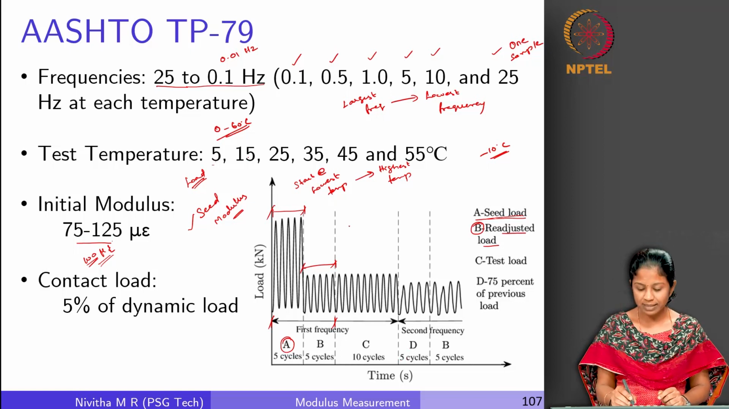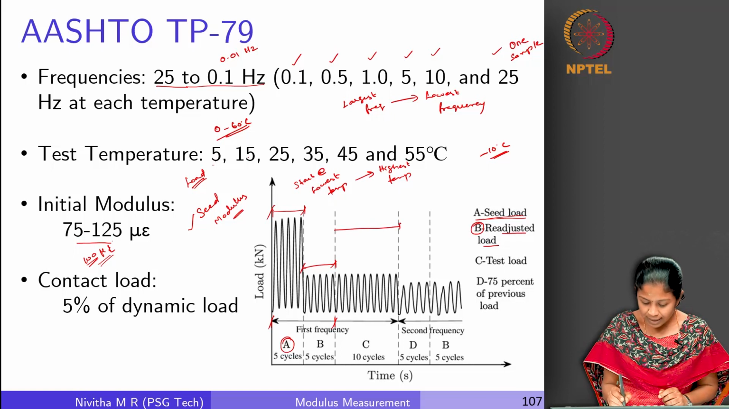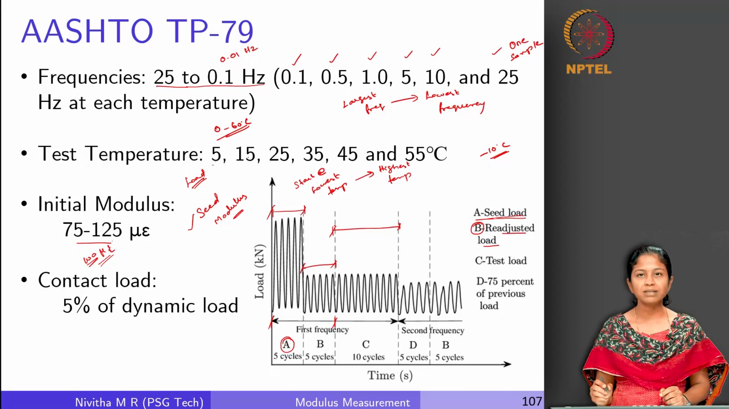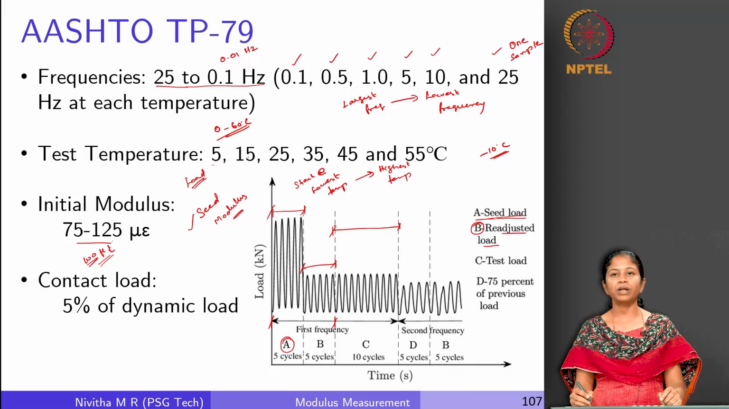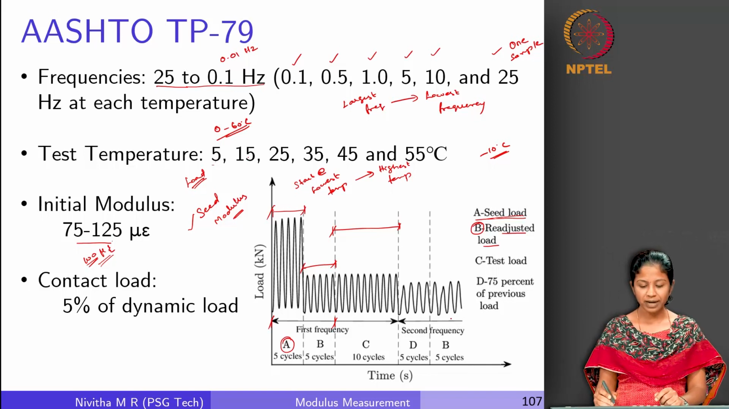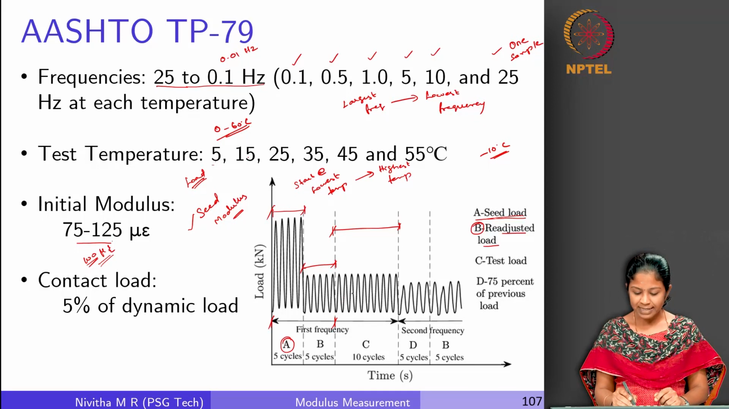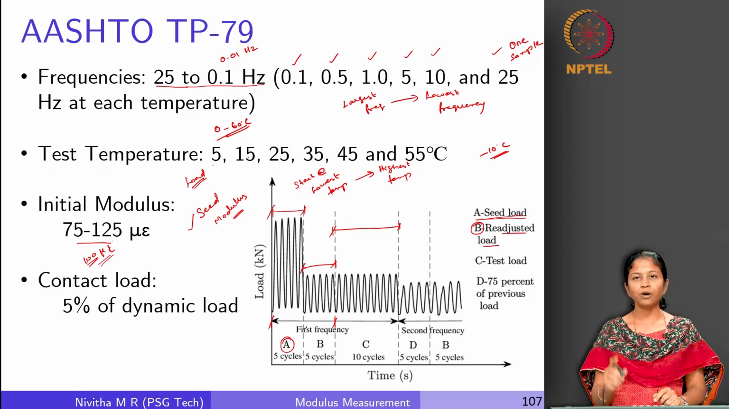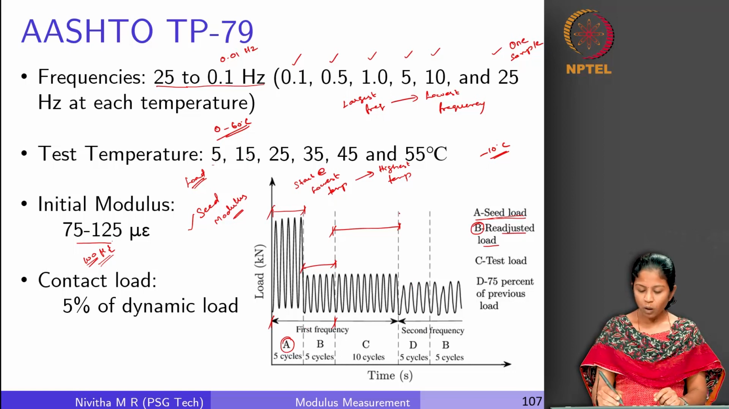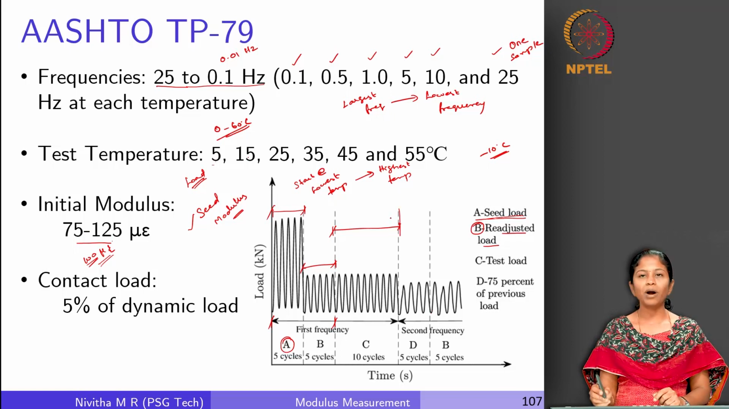Now the actual testing begins. We have 10 cycles of continuous Haversine loading without rest period at the specified frequency. These 10 cycles will be used for computational purpose, right. So this is for one particular frequency. Now once this is over, we move on to the next frequency. So what do we do here?